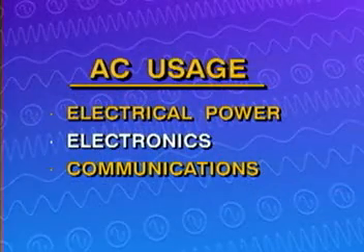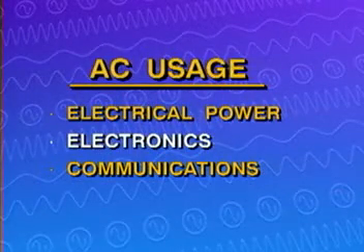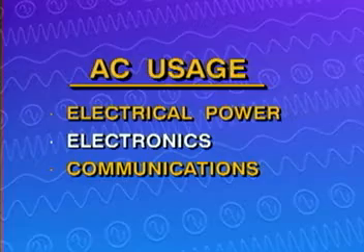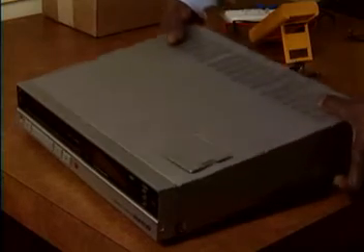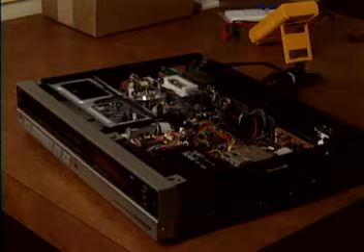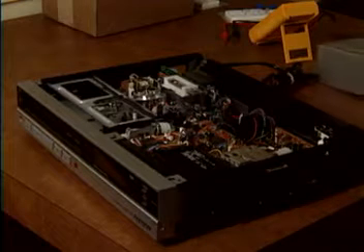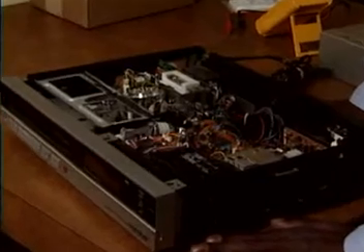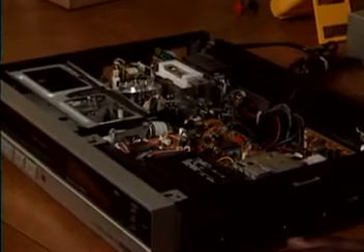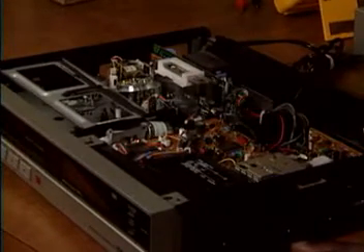The second general category of AC usage is for electronics, which uses alternating current in a different way. Here, the incoming AC signal is not used directly, but is altered. Although AC power enters the unit through the power cord, as in the case of this VCR, it is immediately modified by certain components so as to be useful to the microcircuitry.